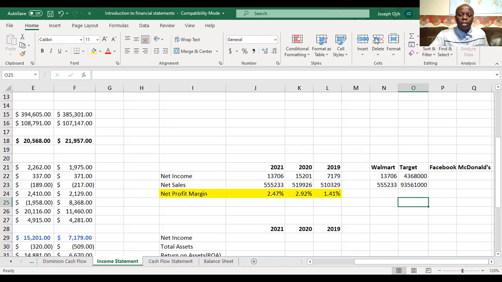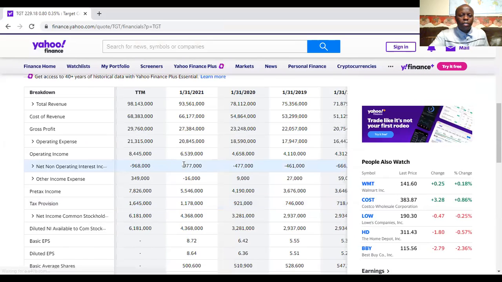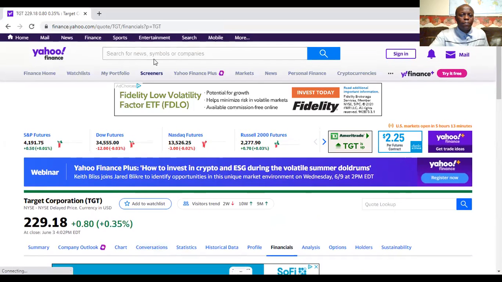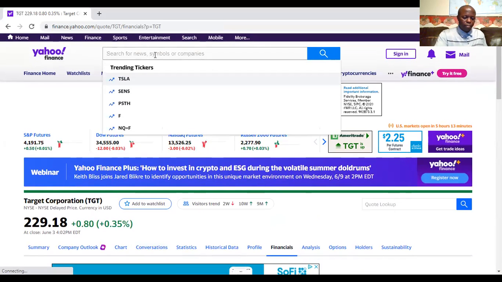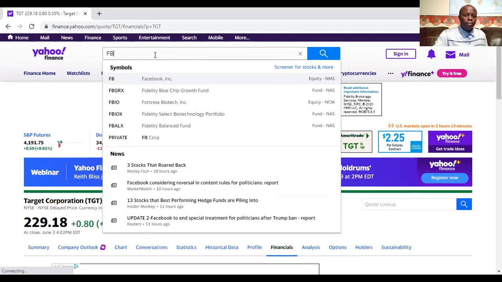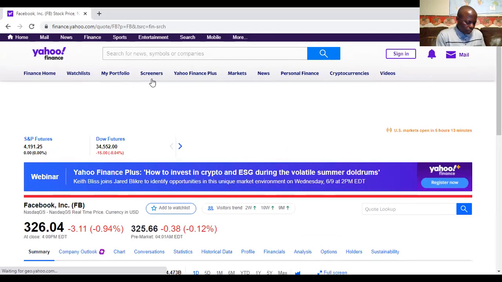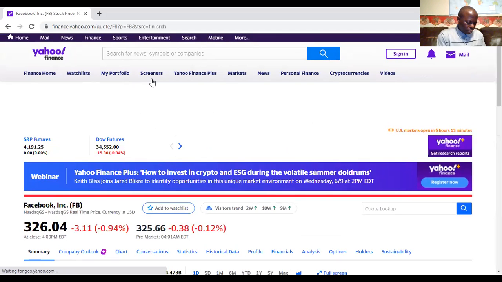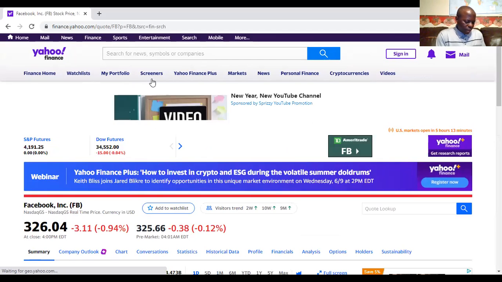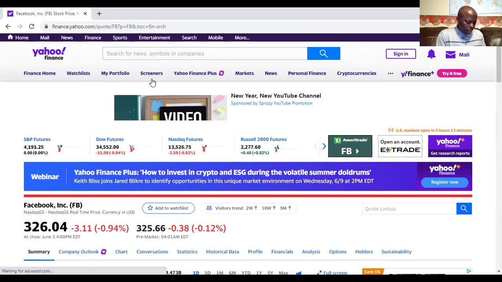Now, the next thing we need to put is for Facebook. I'll take you to Yahoo Finance again. Yahoo Finance, Facebook, the symbol is FB. Facebook Incorporated. So I have Facebook. For Facebook, we have net income and then net sales.